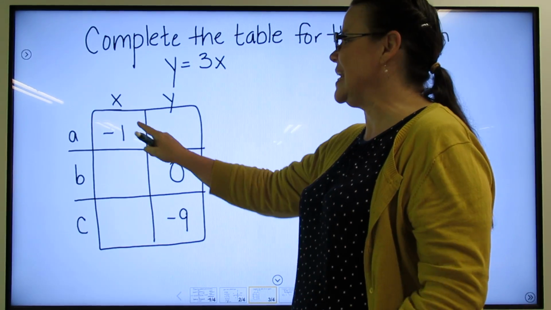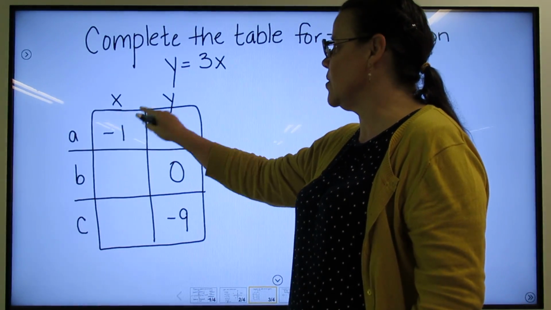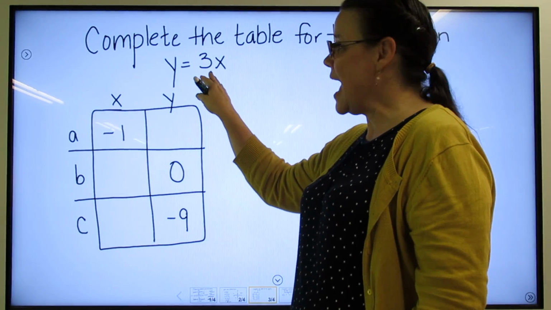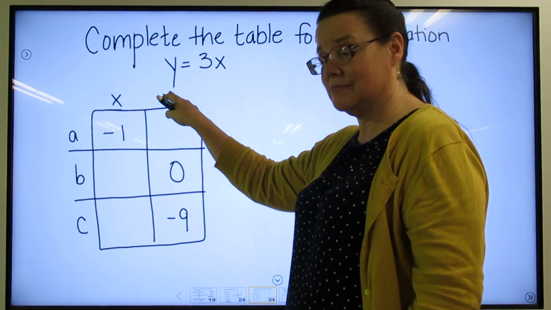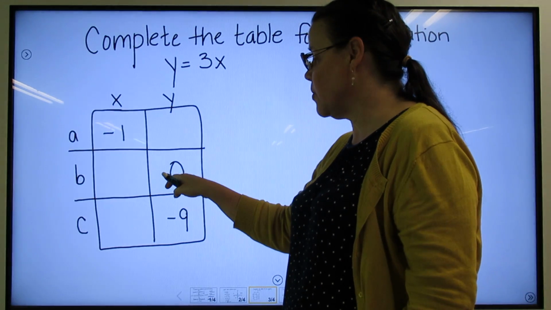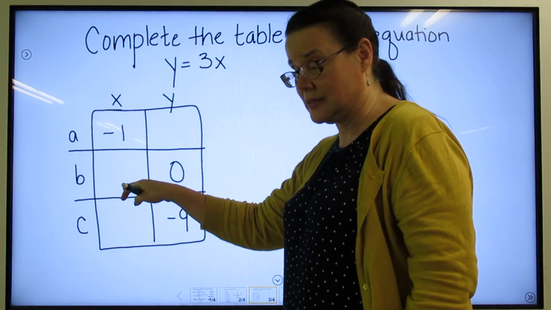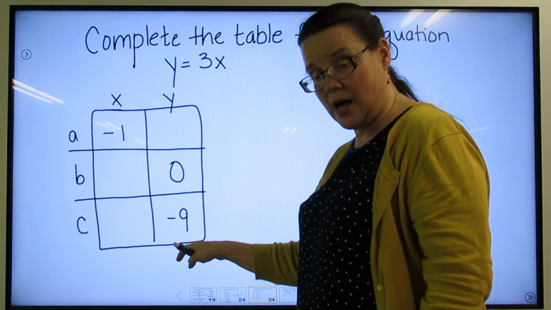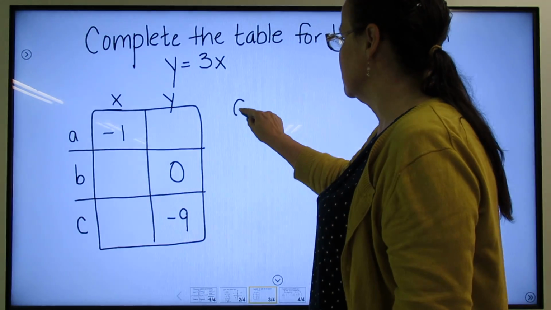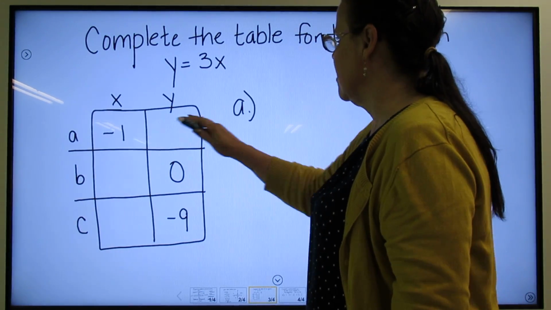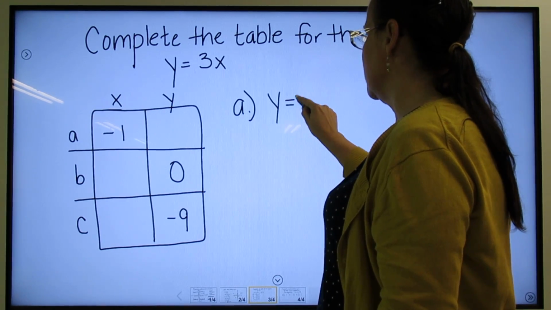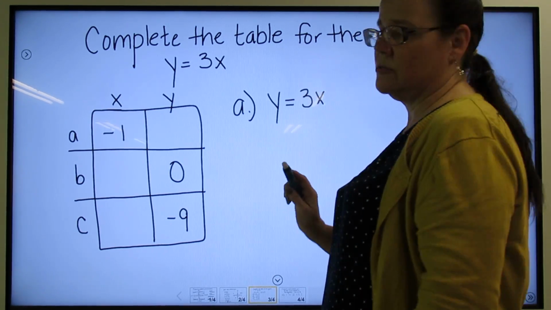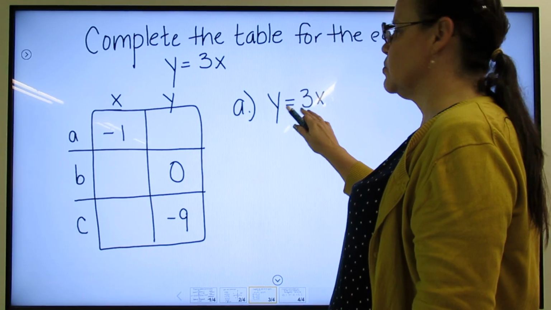You are putting in the -1 where the x is, substituting it, and then solving for the y. You're going to put this one in for the y and solve for the x. This one also goes in for the y and you solve. So let's look at how we're doing this. This is my A, right? And my equation is y equals 3x. This means 3 times x.